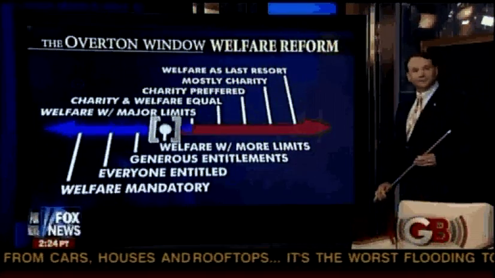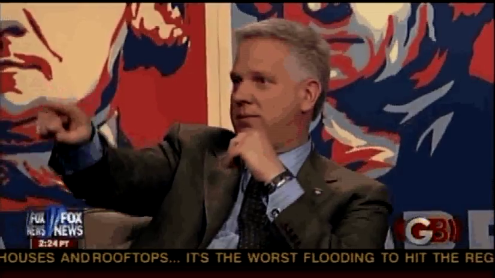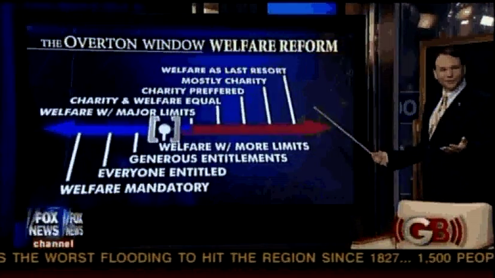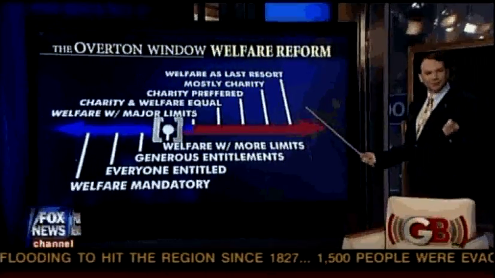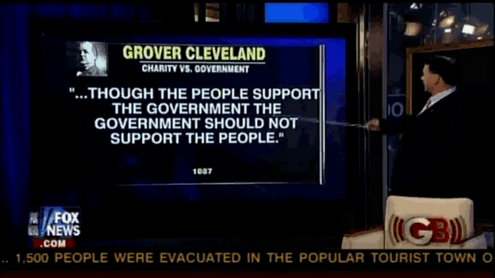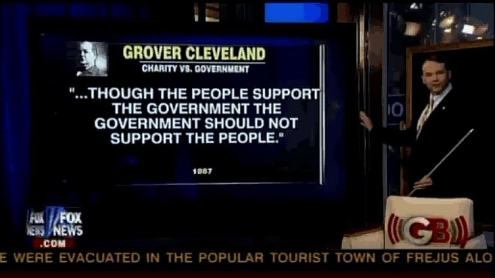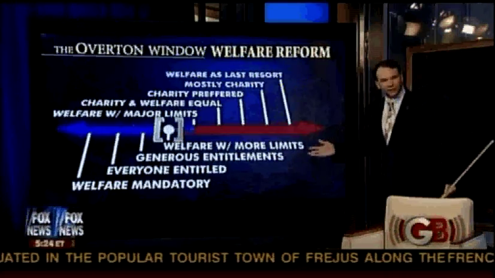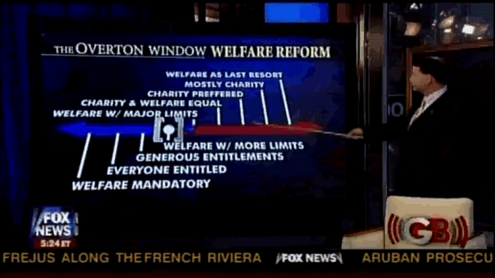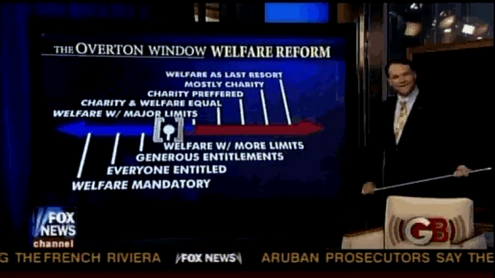And this is where we actually were 100 years ago? We used to be here. In fact, Grover Cleveland has this excellent statement. In 1887, President Cleveland said, "Though the people may support their government, the government shall not support the people." That's somewhere near the far end of the scale. Lawrence Reed of the Foundation for Economic Education has done great research on Grover Cleveland's vision for welfare.